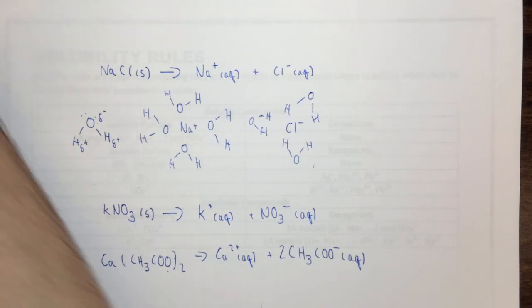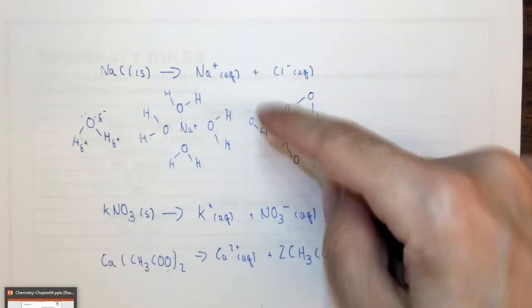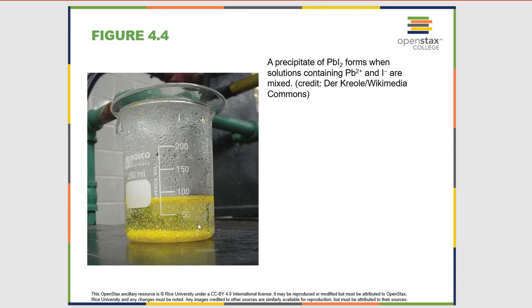Well, it turns out that if you mix multiple of these things, they can cross-interact. And here's an example of that. If we mix solutions that contain Pb2+ and I-, the Pb2+ and the I- interact with each other to form something that's not soluble in water. And what you see is this yellow precipitate.